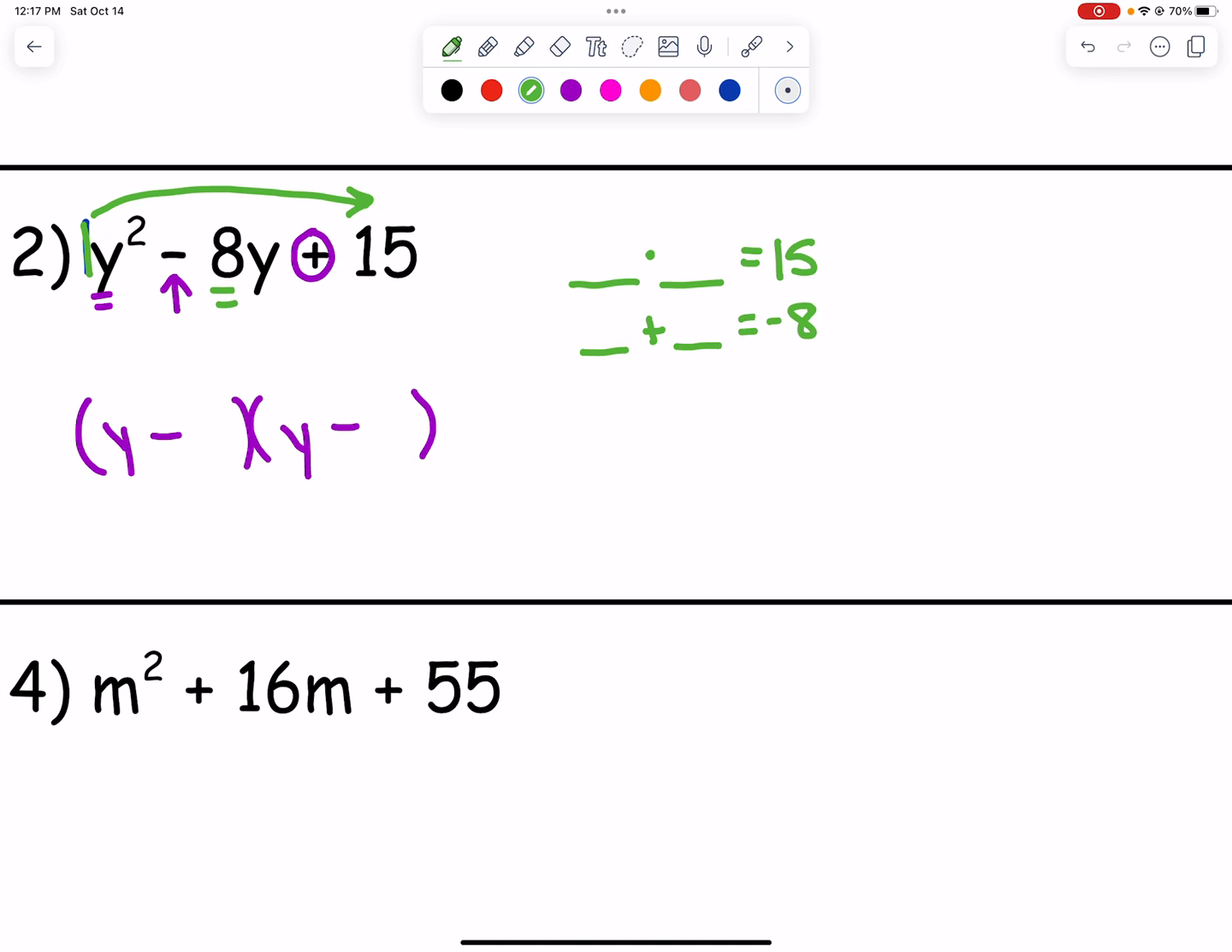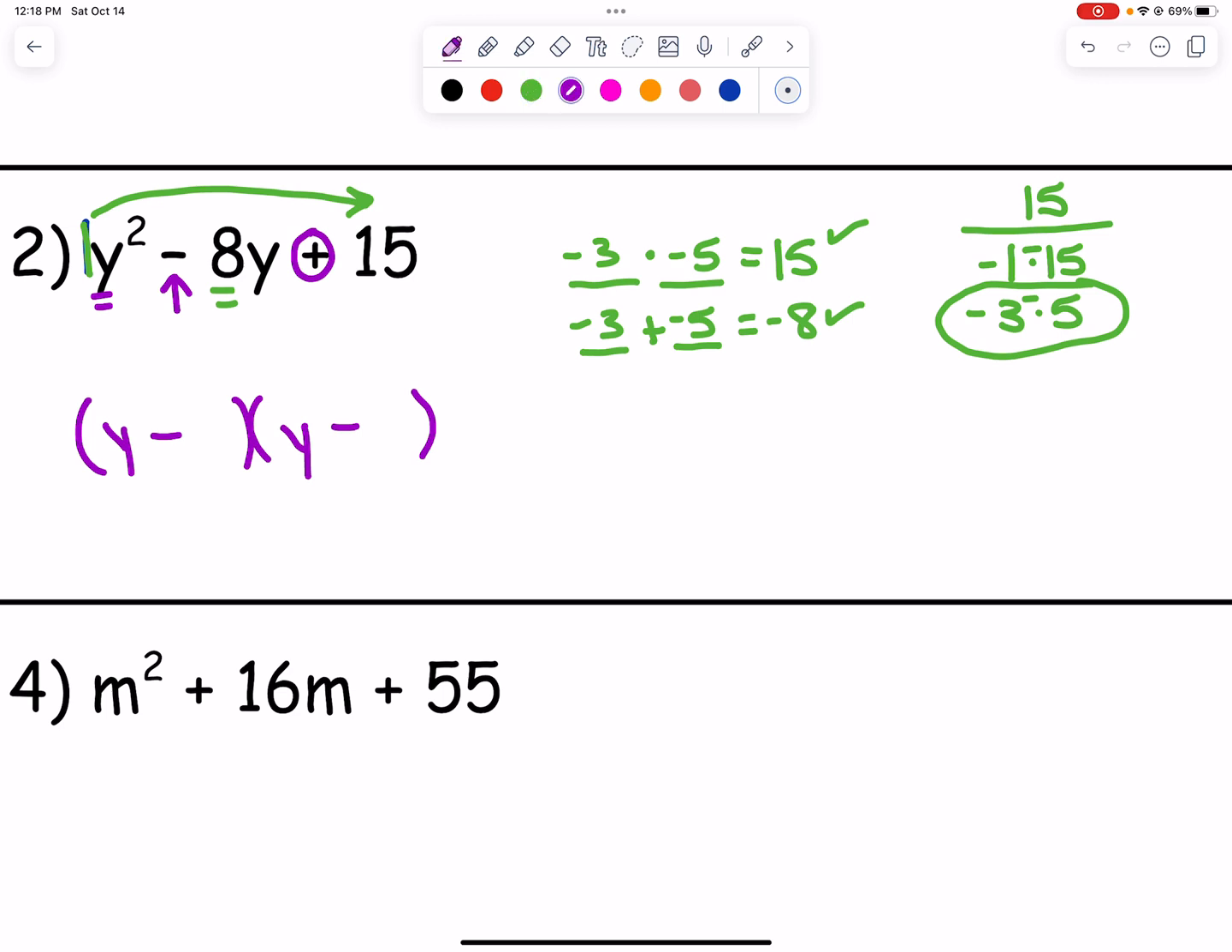So let's look at numbers that would multiply to give us 15. So we have 1 times 15, 3 times 5. And so we'd also need to have both of these be a negative. So then we can tell negative 3 and negative 5 would be the pair that would help us add up to get negative 8. So I like to write them here and double check my math. So negative 3 times negative 5 does give us positive 15. And then negative 3 plus negative 5 does give us negative 8. And then over here, we just write those in our factors. And that's it for a factored form of this trinomial.